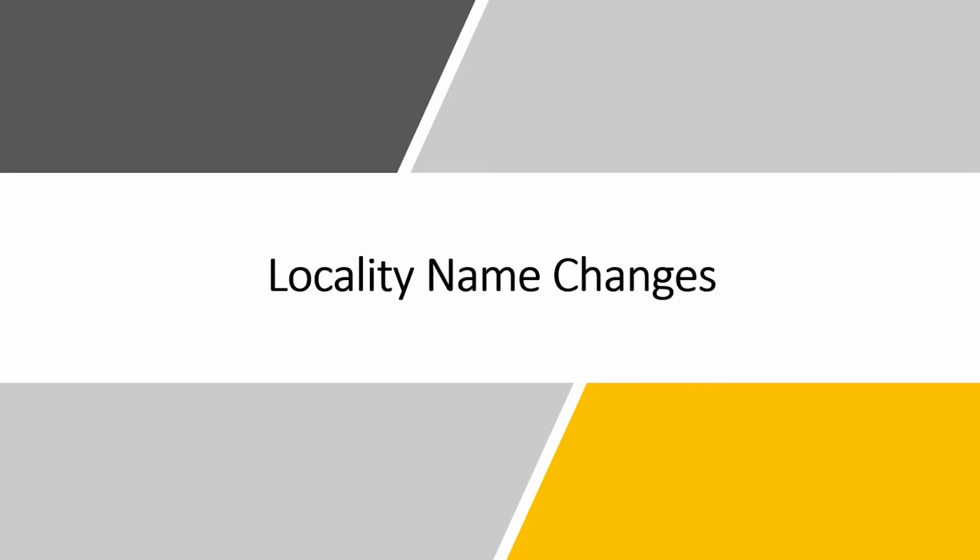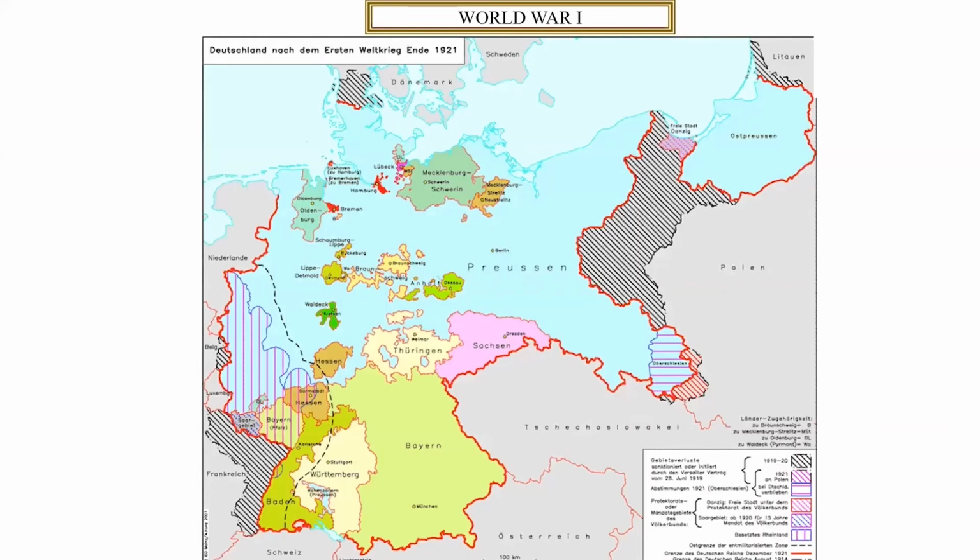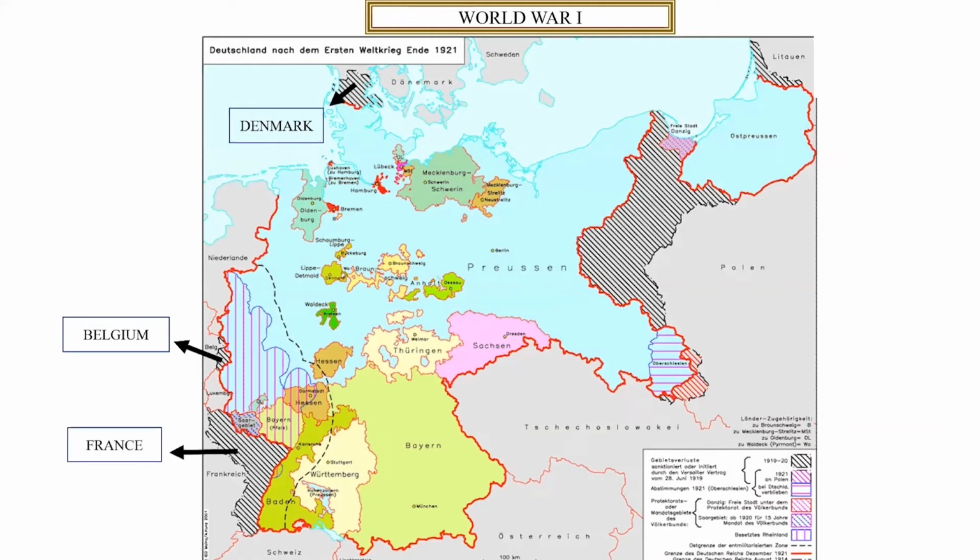Locality name changes. As a result of two world wars, Germany lost several areas of the German Empire to other countries. This map shows the areas of Germany that were lost after World War I. Northern part of Schleswig-Holstein went to Denmark. The Eupen-Malmedy area in Western Rhineland went to Belgium. The Alsace-Lothringen area went to France.